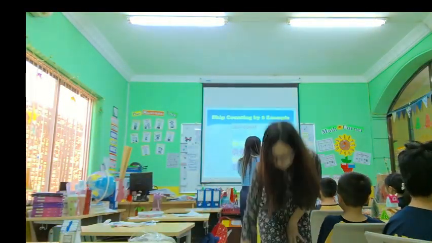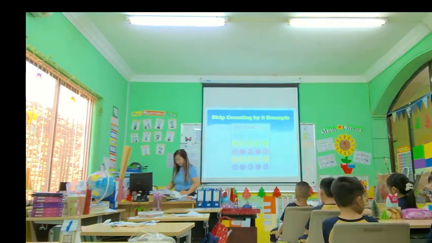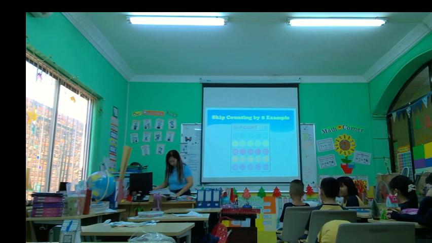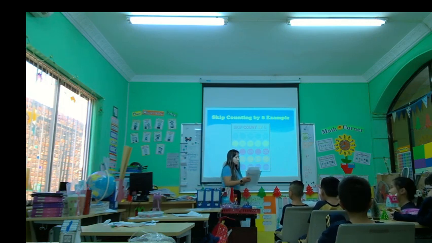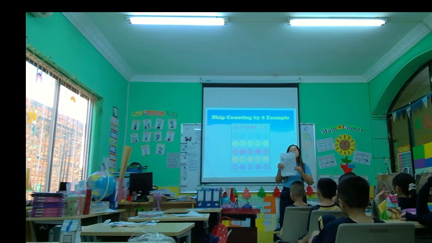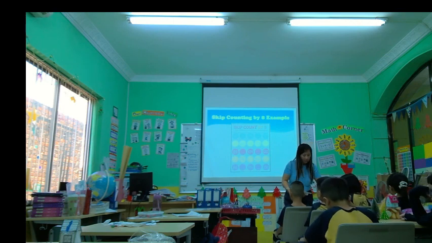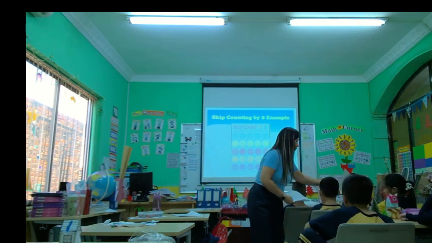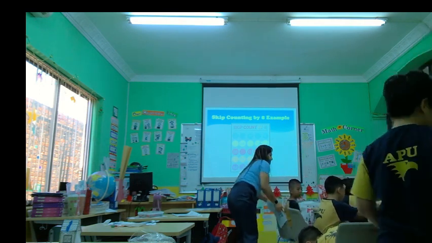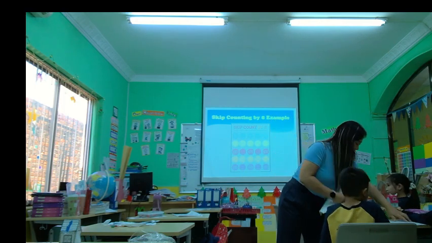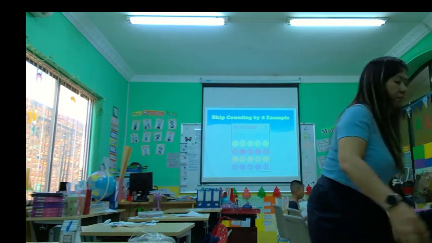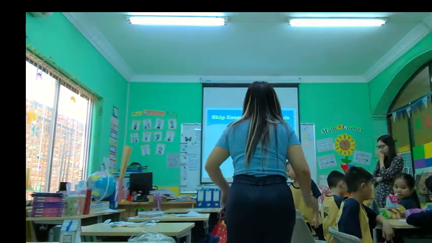I will give you here the skip counting chart. Okay. So this is the skip counting chart. Some numbers are missing. So what are you going to do? This will be the skip counting by 8. So you will help each other. I would like you to help each other. So help each other. Yes, you can start.